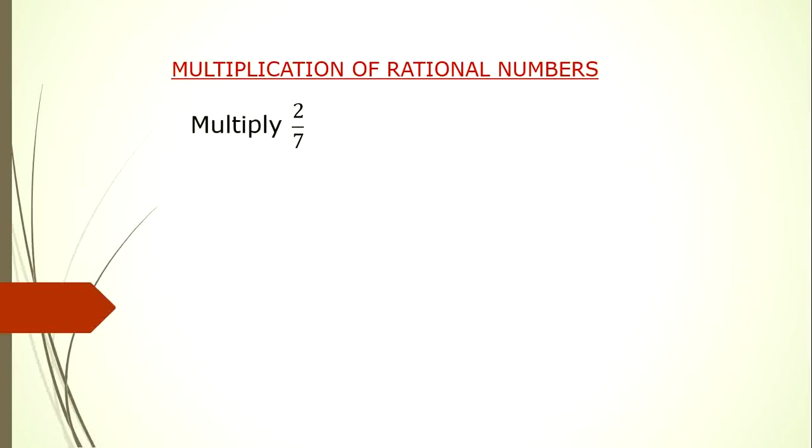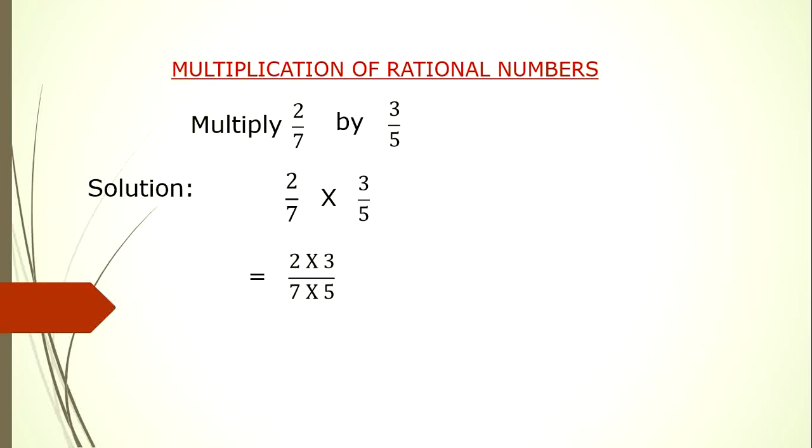Let us go for an example. Multiply 2 by 7 by 3 by 5. So 2 by 7 into 3 by 5 is equal to, here we need to multiply the numerators and multiply the denominators. Which gives us 2 into 3 by 7 into 5, which is in turn equal to 6 by 35.